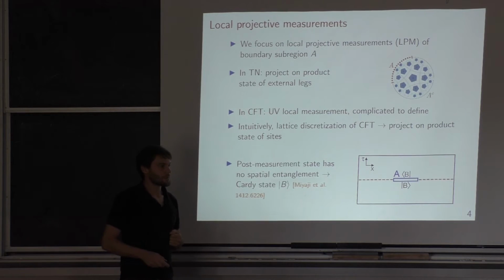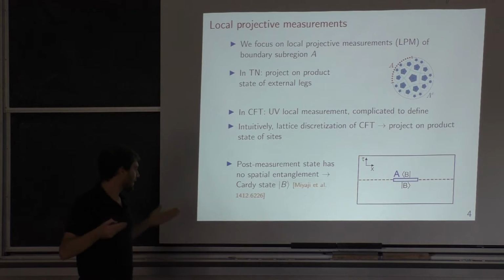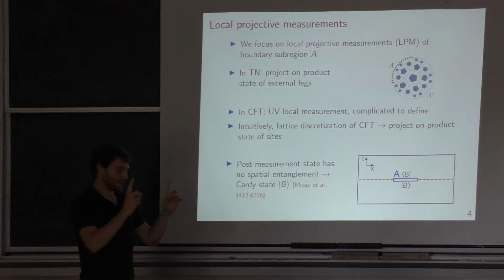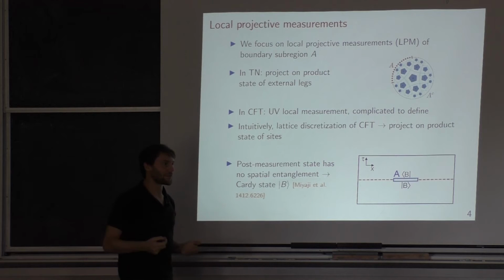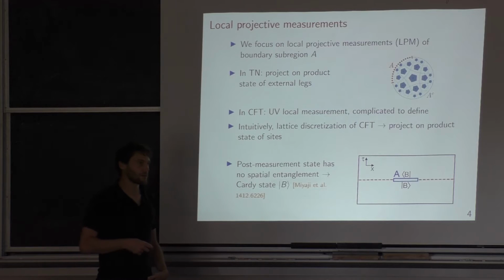Doesn't that say that I projected on the product state of the individual legs? Yeah, you project on some product state, but if it's a bunch of spins, it can be all spin ups, or it can be some product state which is open boundary conditions, and that leads to different boundary states. So it has an effect on the boundary entropy, because the post-measurement state is some boundary state that has zero or non-zero boundary entropy, depending on the measurement basis that you pick.